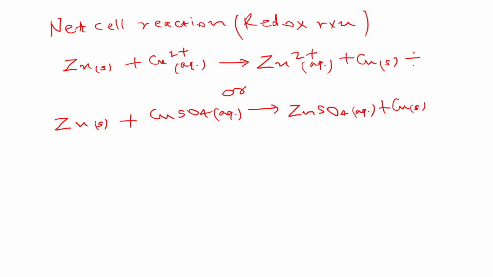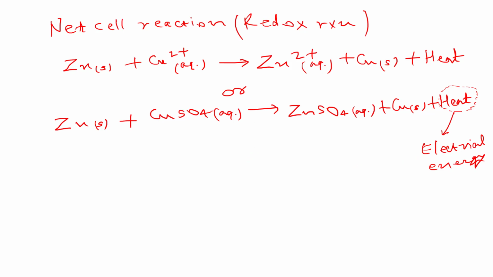And this net cell reaction, or we can say redox reaction, is a highly exothermic reaction. So here we can say it releases heat, and this heat is converted into useful energy, or we can say electric energy, by the cell. So the heat released in this reaction is converted into electrical energy by the electrochemical cell or galvanic cell. Okay, so what is the role of the cell? The cell will convert the heat released in the redox reaction into electrical energy.